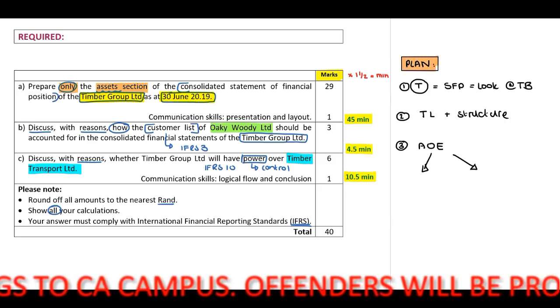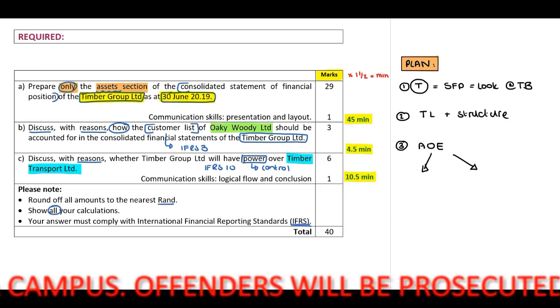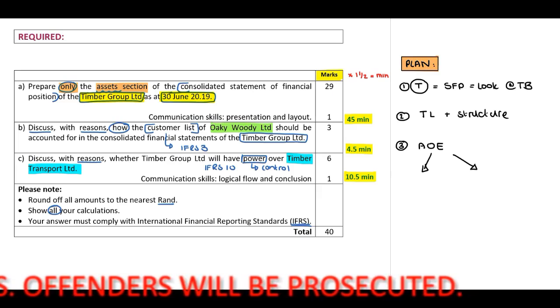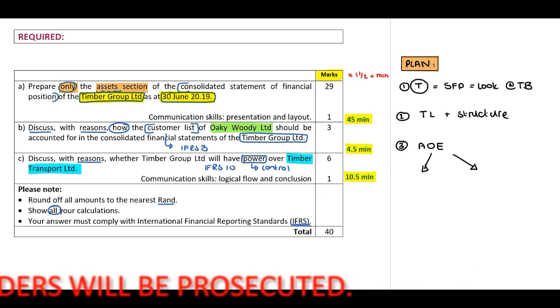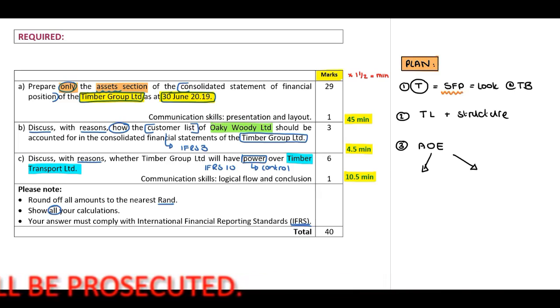Now, you do not have to write out a plan of action, guys. I write this out for you to be able to follow my discussion. But you need to practice this at home, having a plan of action. This is your exam technique. We need to include our assets section in terms of our statement of financial position.